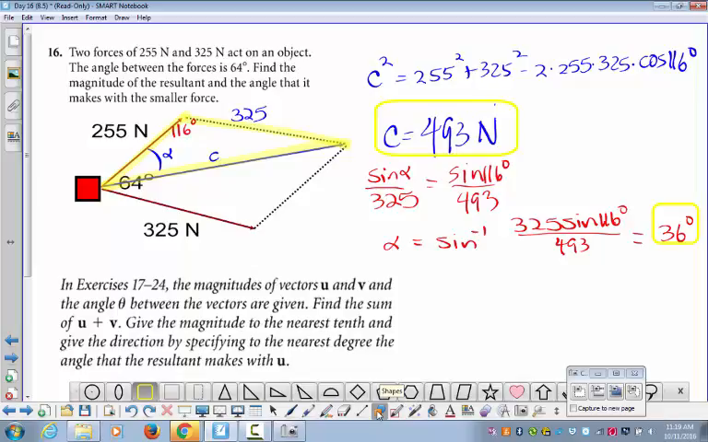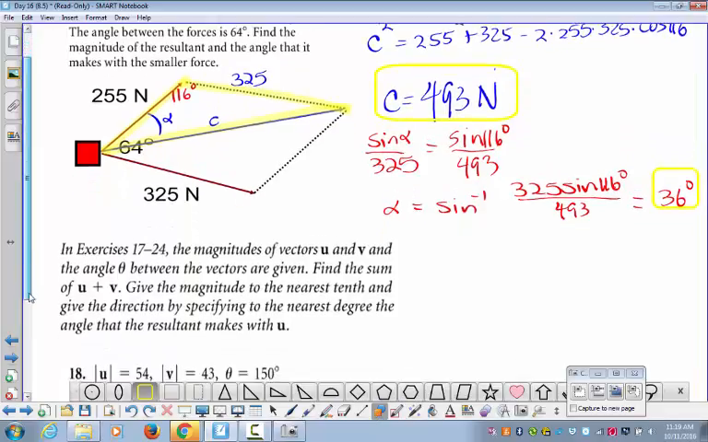Okay. I think that was it. Find the magnitude of the resultant. That's the 493 newtons. The resultant, find the magnitude of the resultant and the angle that it makes with the smaller force. So we have it. Law of cosines. All right.